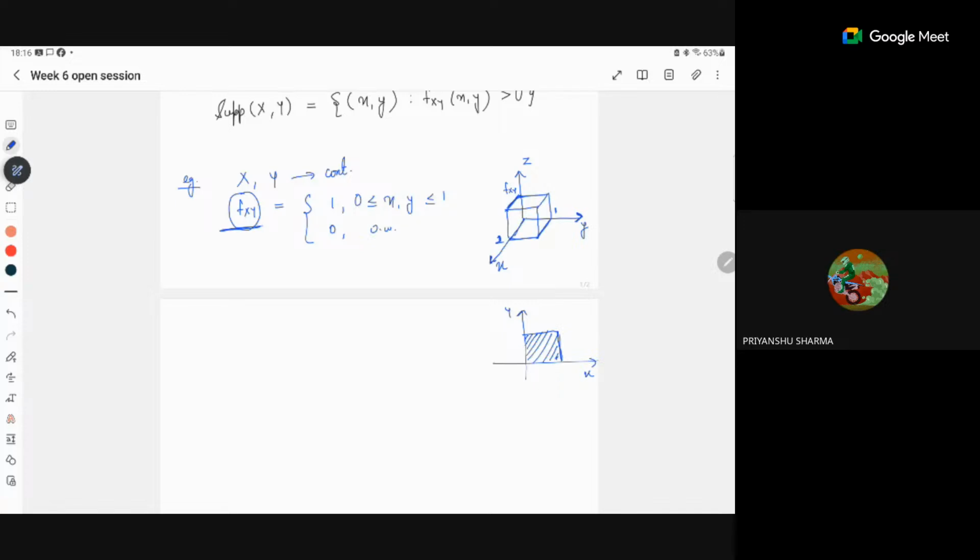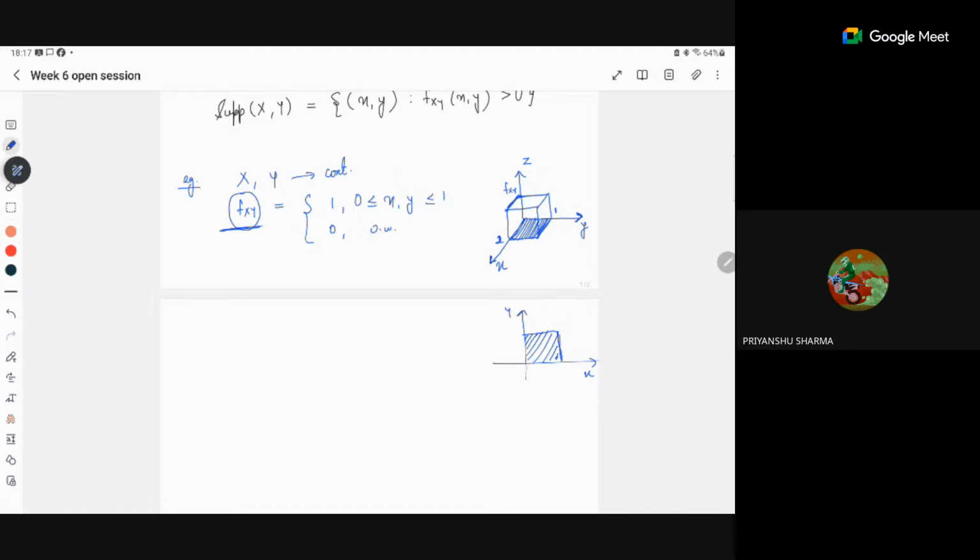This was my support. Now we are saying that over this support, the joint PDF is 1. This is a very simple setup. Now if we want to find probabilities in this case, how do we do it? This is what we want.